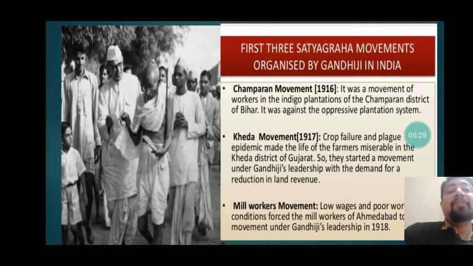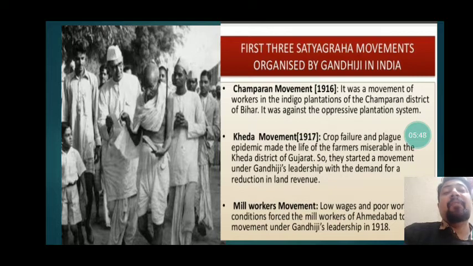Later on in 1970 he moved towards Kheda. He found that crop failure was there, plague was there, and it made the life of the farmers very miserable. So he started the movement, and finally he fulfilled his demand to reduce the land revenue.